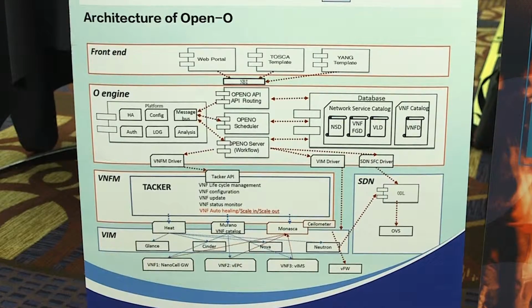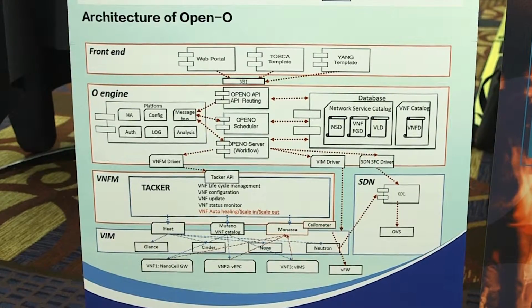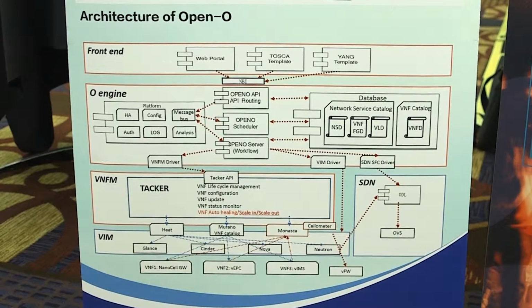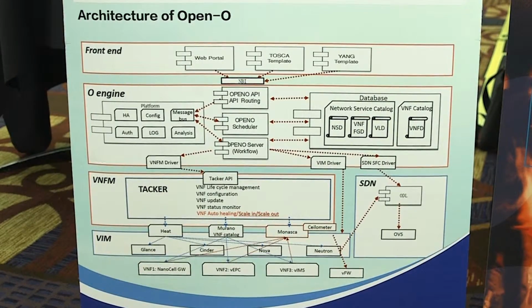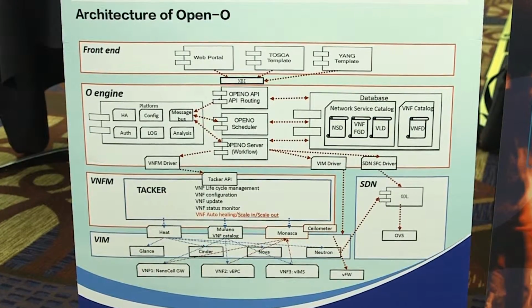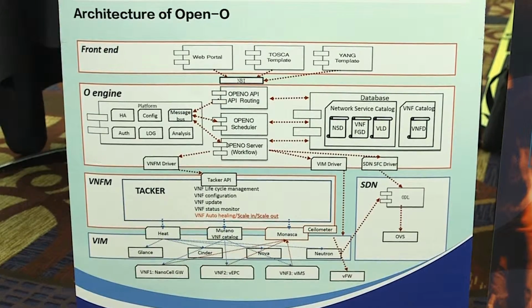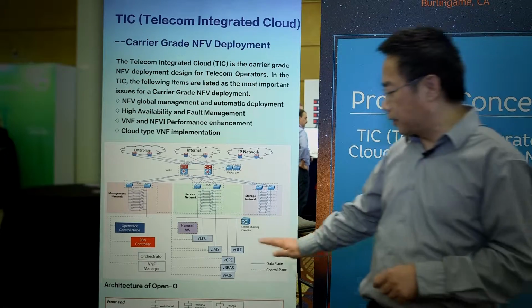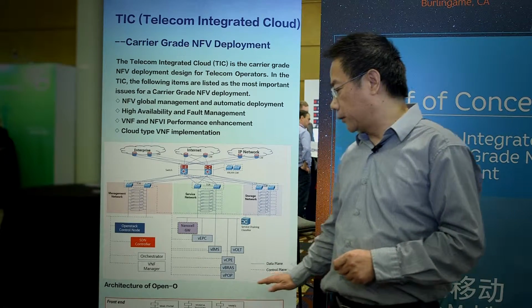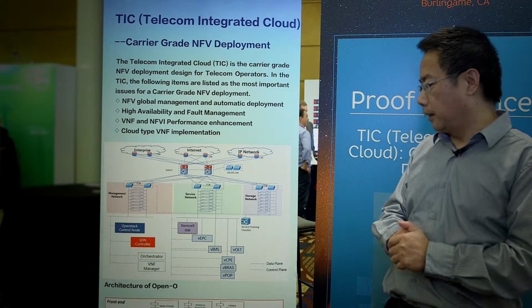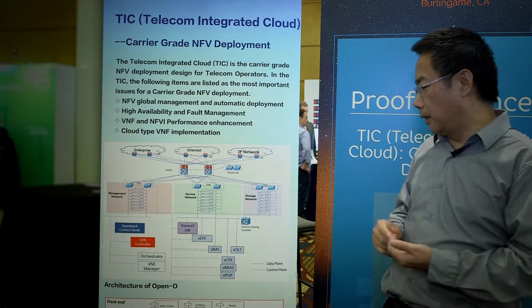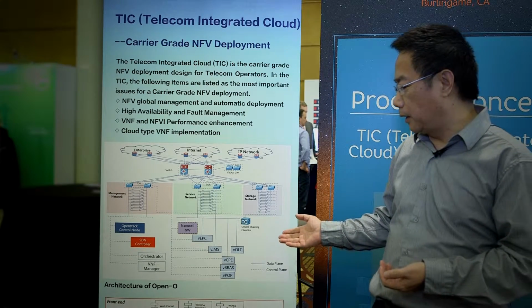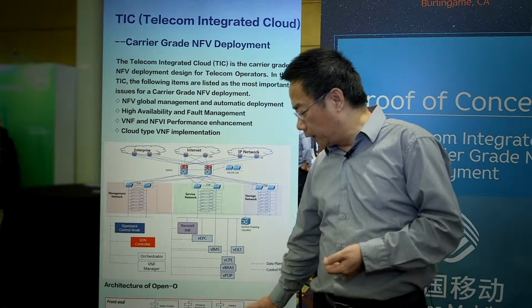So what we're showing here on the second half of the diagram is the open orchestration. This is really the part of the orchestration system we want to put together as a part of the Telecom Integrated Cloud, all together. We have some major building blocks, right, to support the orchestration. And we have the front end. We also have the core engine here in the middle.